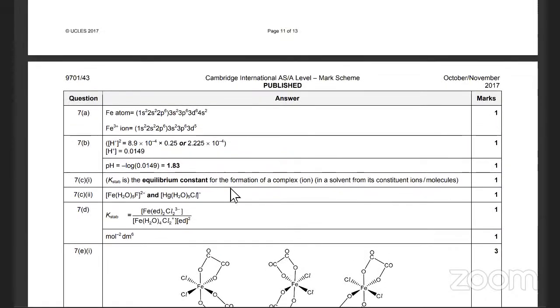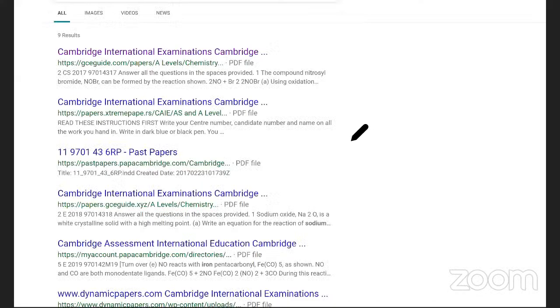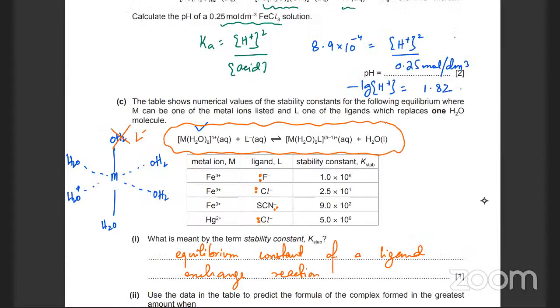So it's the equilibrium constant for the formation of a complex ion from its constituent ions or molecules. So I said it was the equilibrium constant for a ligand exchange reaction. For the formation of a complex ion, that would pretty much be the same thing. But let's go with what they are stating. Because a complex ion is getting formed, it's the equilibrium constant for the formation of a complex ion. I was just being a little bit more specific.